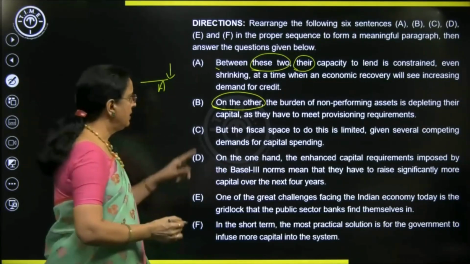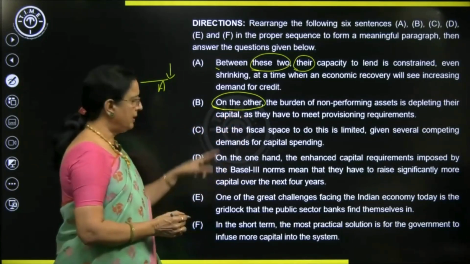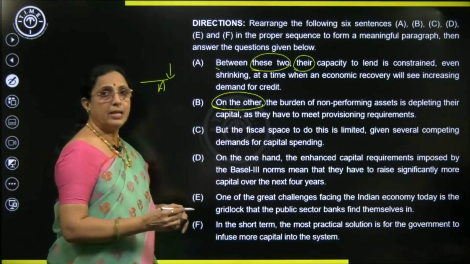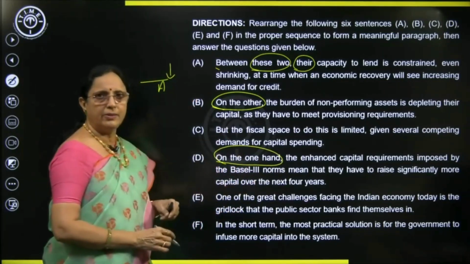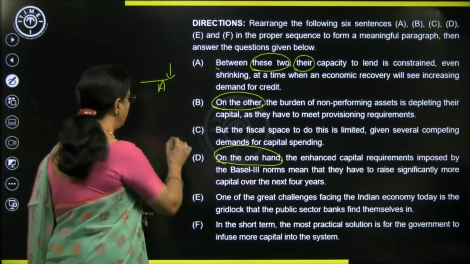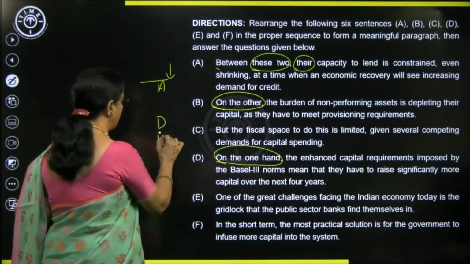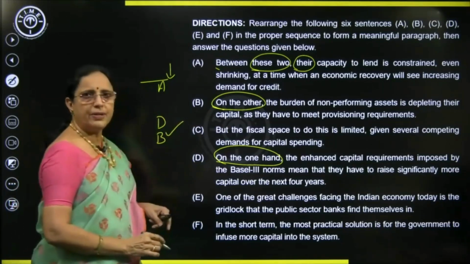Do you understand? So, the moment you see on the other, you can go and check if there is on one side. On one side, on the other side, or on the one hand and on the other hand. So, what can you do here? You can straight away write DB as the combination and right, that's a perfect combination.